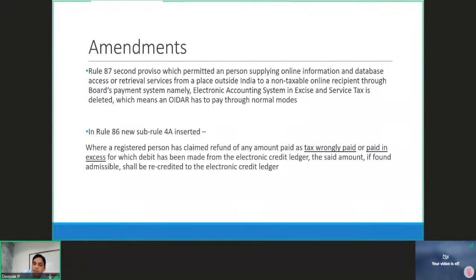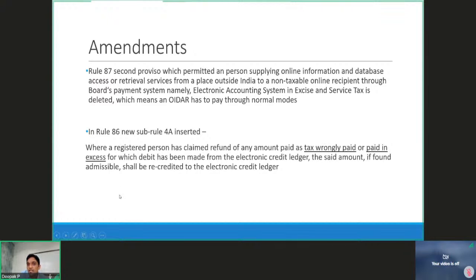Electronic credit ledger: if I paid anything wrongly, or some of my vendors have paid wrongly and I have to claim refund, then I will debit the electronic credit ledger. Then the government used to give me cash. But now the government is saying, if you have claimed refund by debiting your electronic credit ledger, then if the refund is sanctioned, it will be recredited to your electronic credit ledger only, and it will not be given to you in cash. This is applicable only when it is tax wrongly paid or paid in excess.